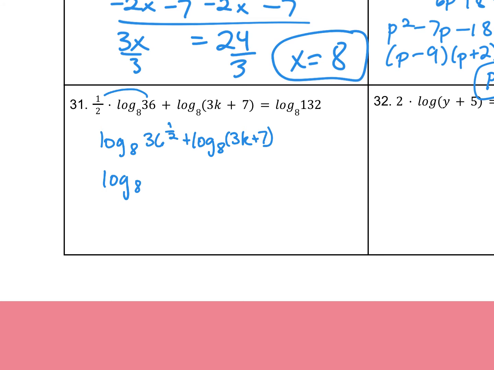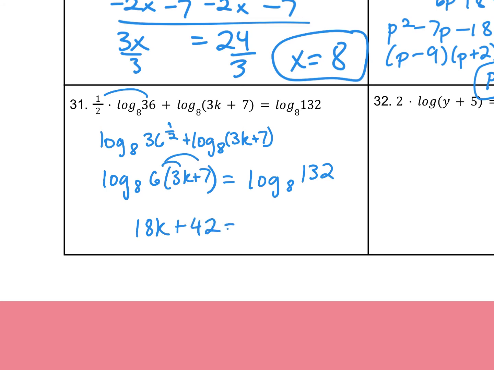Since I'm adding, I'm going to change this to multiplication. So 6 times 3k plus 7 equals that right side. Okay, now I have one log on each side. It's condensed, so I'm able to just go ahead and set those a values equal to each other. So I've got 6 times 3k plus 7 on the left. I'll go ahead and just distribute that out. Get 18k plus 42 equals 132.